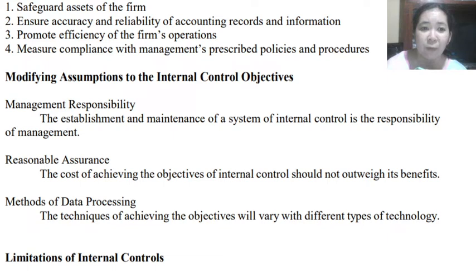And of course, methods of data processing. The techniques of achieving the objectives will vary with the different types of technology that they use. So internal control should also follow what type of technology the entity is utilizing, so that they will be able to establish the appropriate internal controls for it.